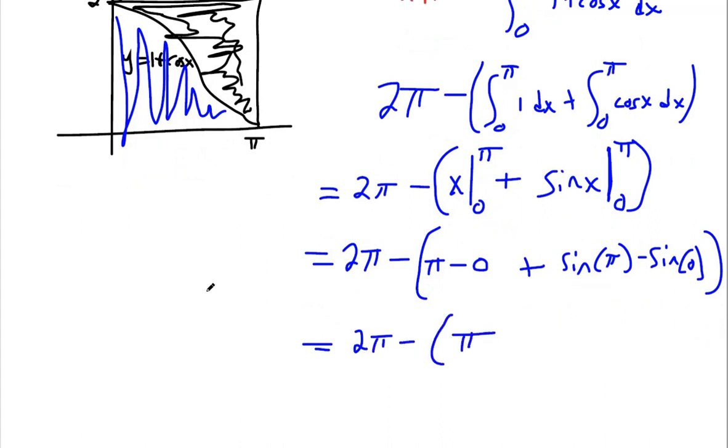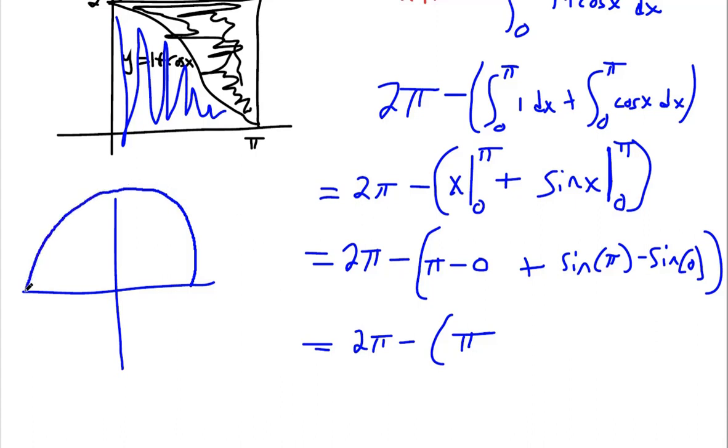Sine of pi, if you want to know how to do that without a calculator, pi is 180 degrees, and sine represents the y coordinates on the unit circle. So here's a 180 degree rotation. This is at negative 1 comma 0. So the y coordinate is 0 there. So sine pi is 0. And same thing with sine of 0. That would be right here. It also has a y coordinate of 0.